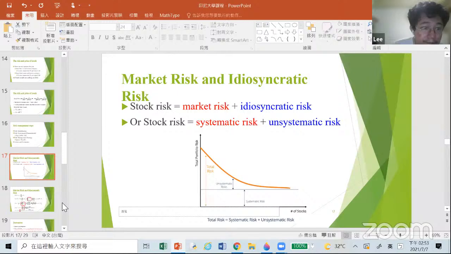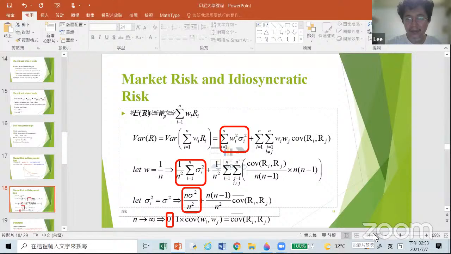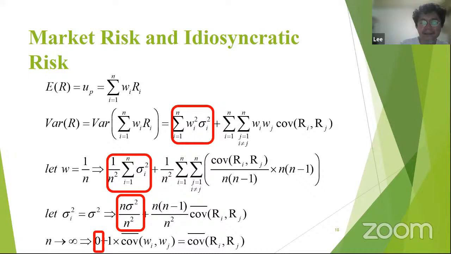Okay, so next I'm going to give you a little bit more mathematics. But I'm not asking you to remember the detail. I just want you to know how diversification works, how diversification can help us reduce the risk. Okay, so you can see here.